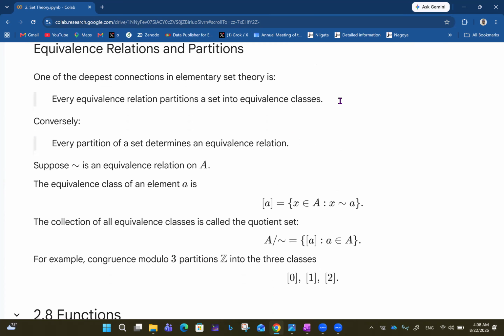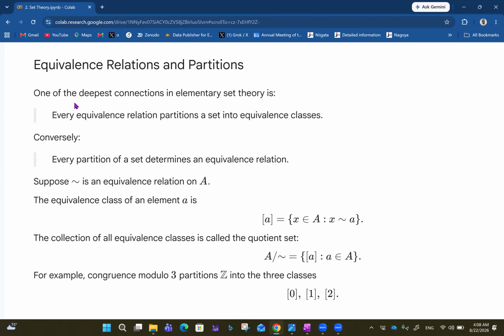Now we talk about equivalence relations and partitions. One of the deepest connections in elementary set theory is this. Every equivalence relation partitions a set into equivalence classes. Conversely, every partition of a set determines an equivalence relation. Suppose this tilde is an equivalence relation on A. The equivalence class of an element a is this.